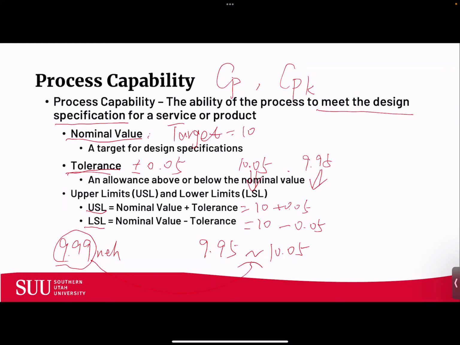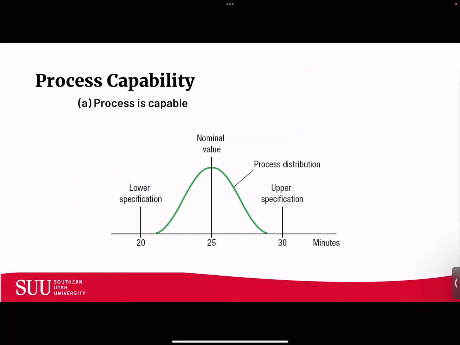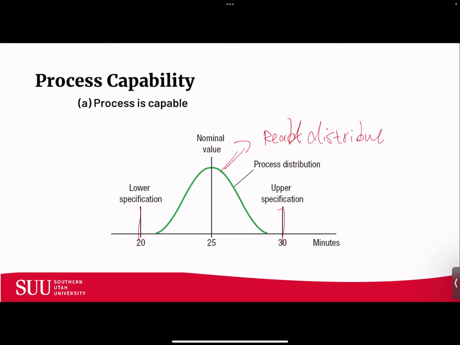Now let's talk about how to do it. For any process, we like to answer if it is capable. So we find this is the upper limit, this is the lower limit, and the green line here is what we call the real distribution. And how can we get that distribution? Because we compute the sigma, so we compute the standard deviation. And then we have that distribution looks like this.